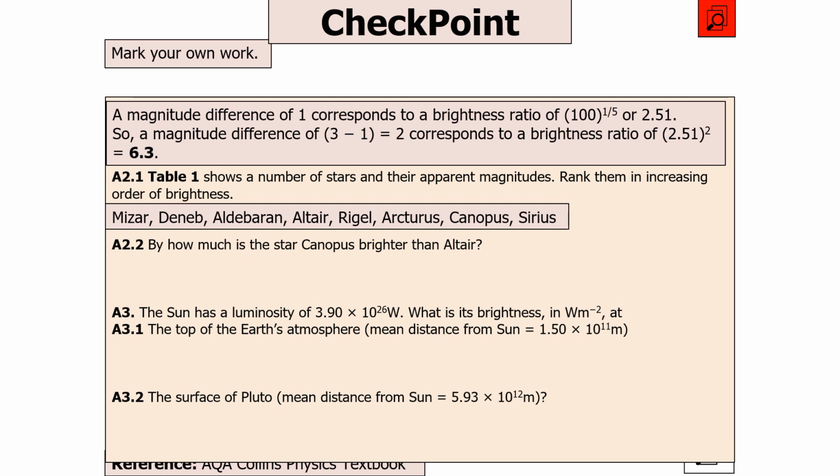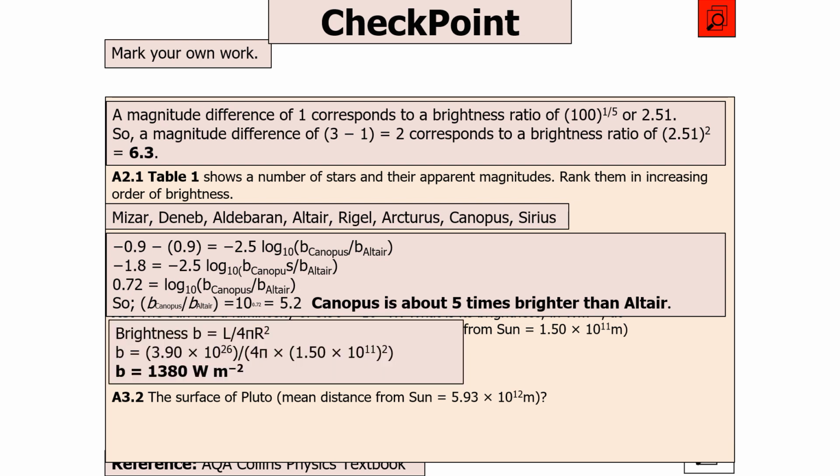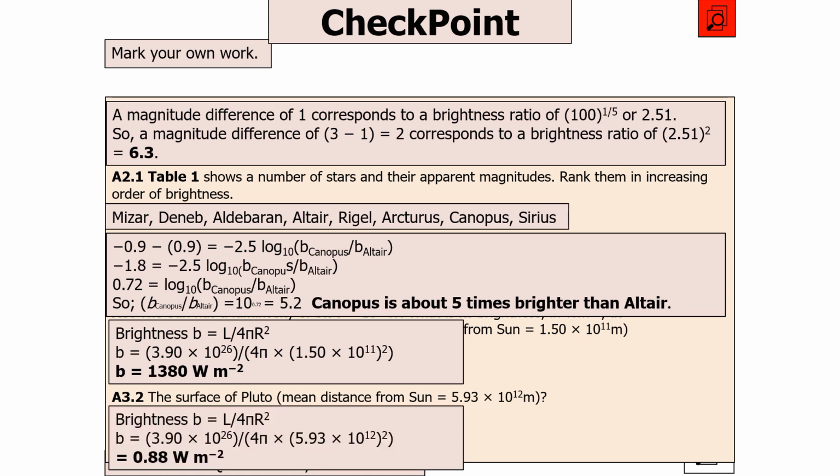Now in this next one, you'll have noticed from the equation it says in watts per meter squared. So to work out the brightness, you're going to have to take the luminosity of the sun, which is given to you, and then divide it by the area over which it is spread. So it's 4 pi r squared, because we're going to assume the rays go out as a sphere, and we know r to be the distance between the sun and the object. So we pop those into the equation and we get 1380 at the Earth, but at Pluto we get 0.88 watts per meter squared.